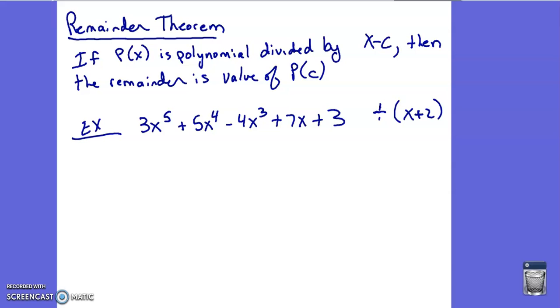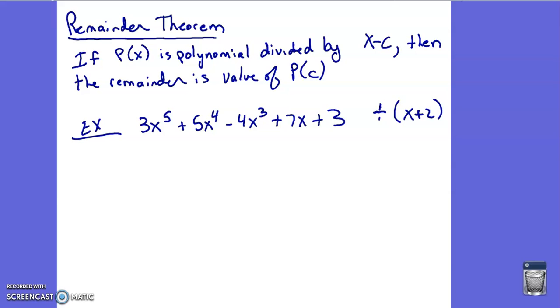It's the remainder theorem. So if you have a polynomial divided by a factor x minus c, then the remainder, so whatever remainder we have, that's actually the value of p of c. And you're like, what in the world was that talking about? Well, let's do a problem, and then you'll see exactly what I'm talking about.